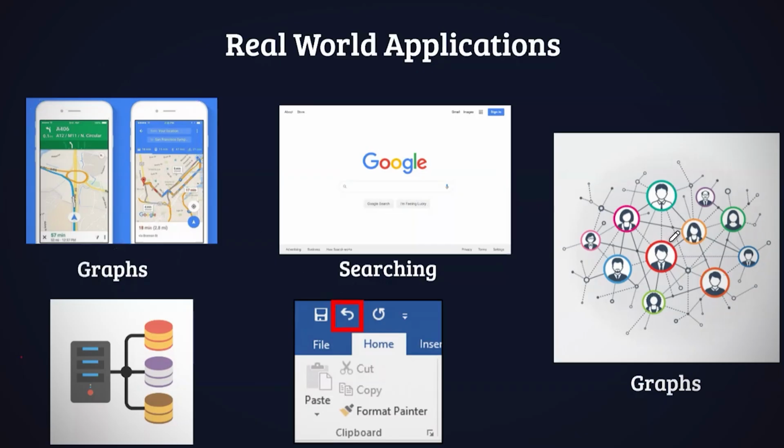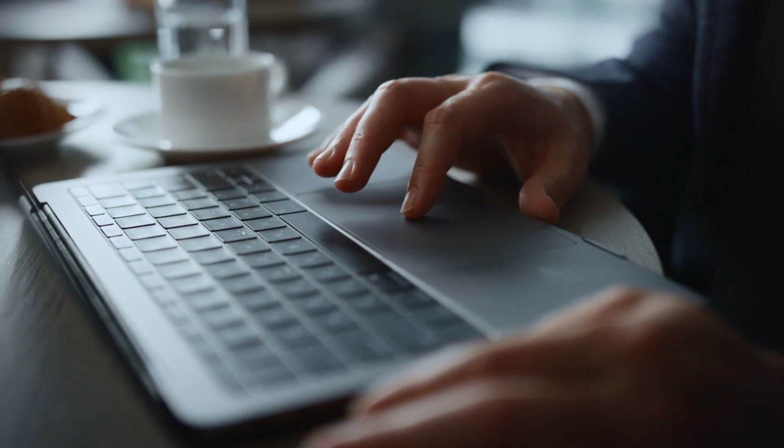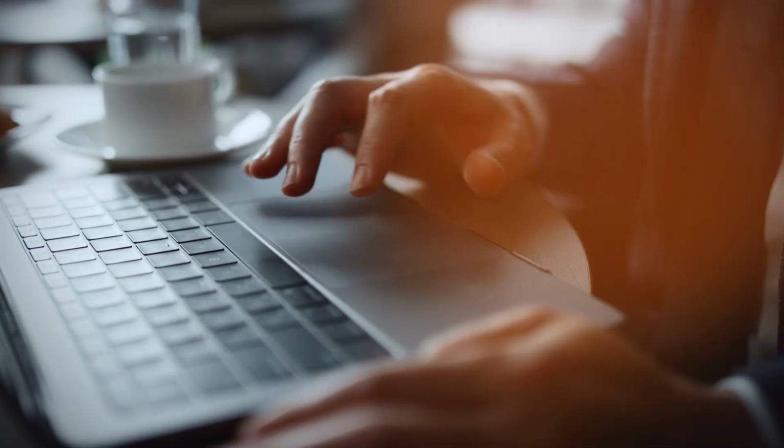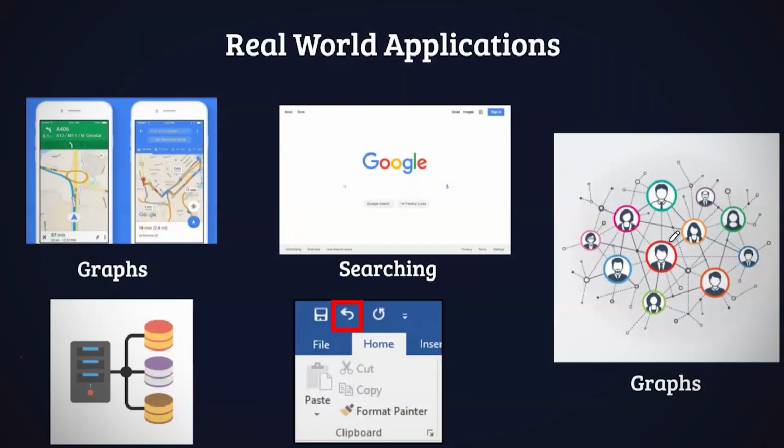Whereas in Google, if you search for something, it should come in a millisecond. If it takes more time, users won't come back and search on the same platform. So Google uses very efficient sorting and searching algorithms to find an element, to find a page, to find a website.